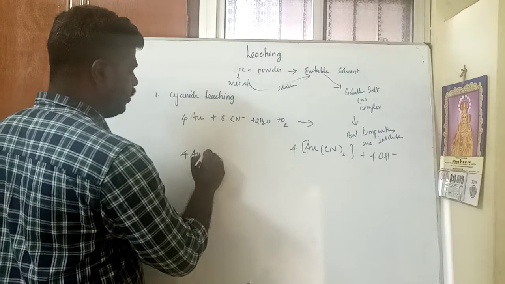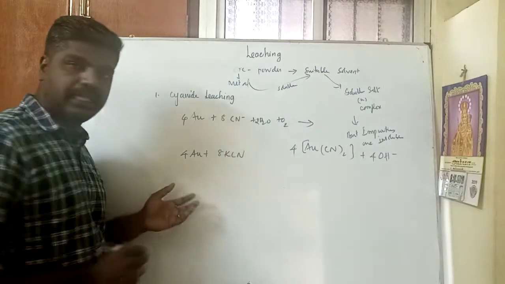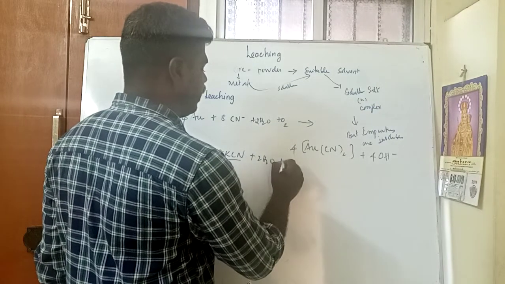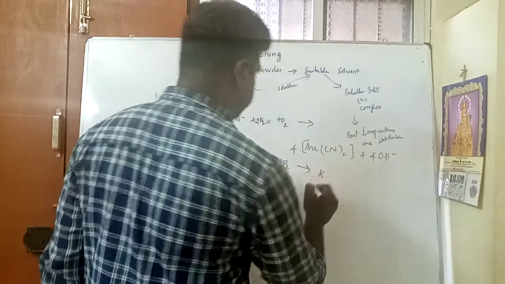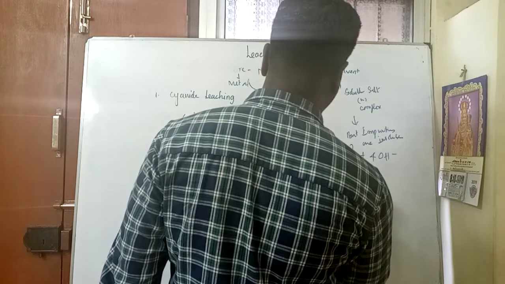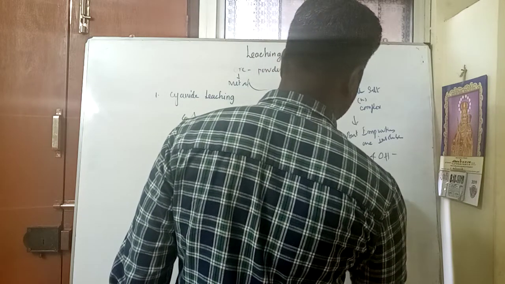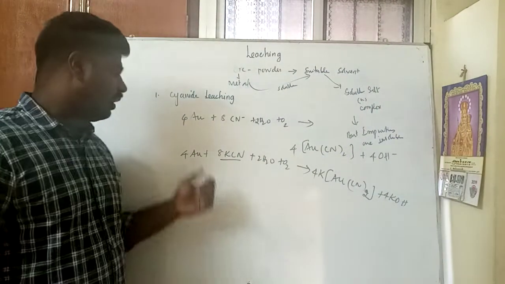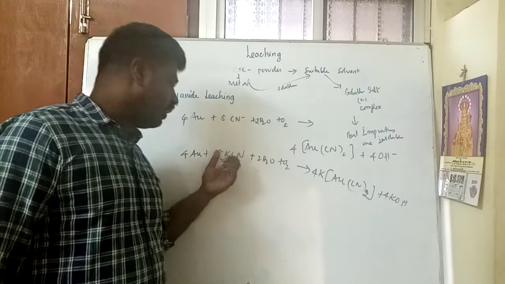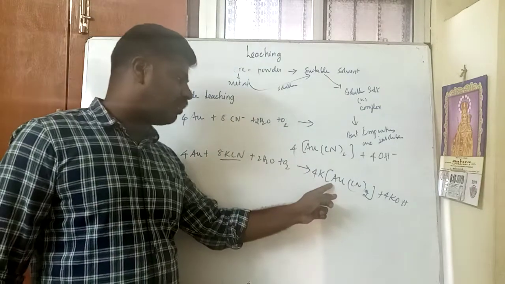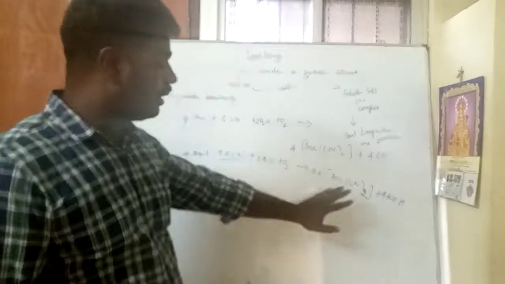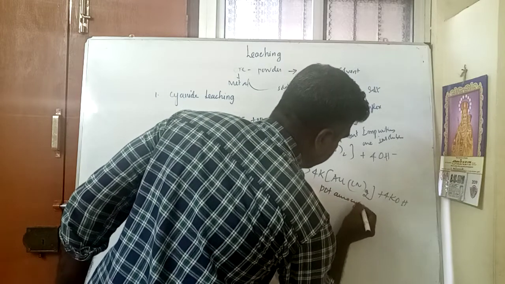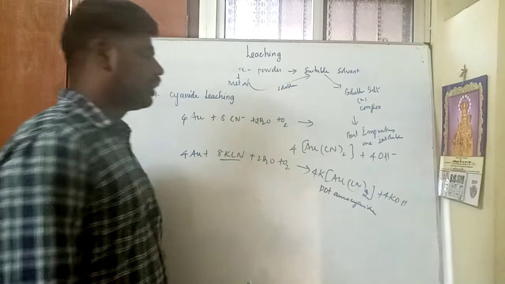For example, Au reacts with KCN. KCN is potassium cyanide, which acts as a solvent, and with a little amount of water we get a complex like this. So this is the reaction. That means the metal in the ore, soluble with the solvent, forms a complex, a potassium cyanide complex, and potassium hydroxide.